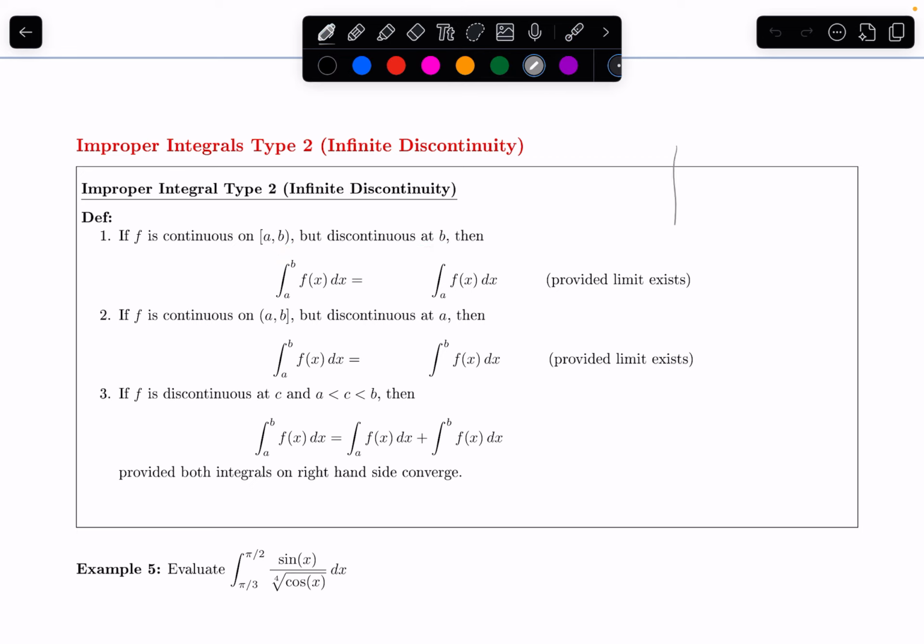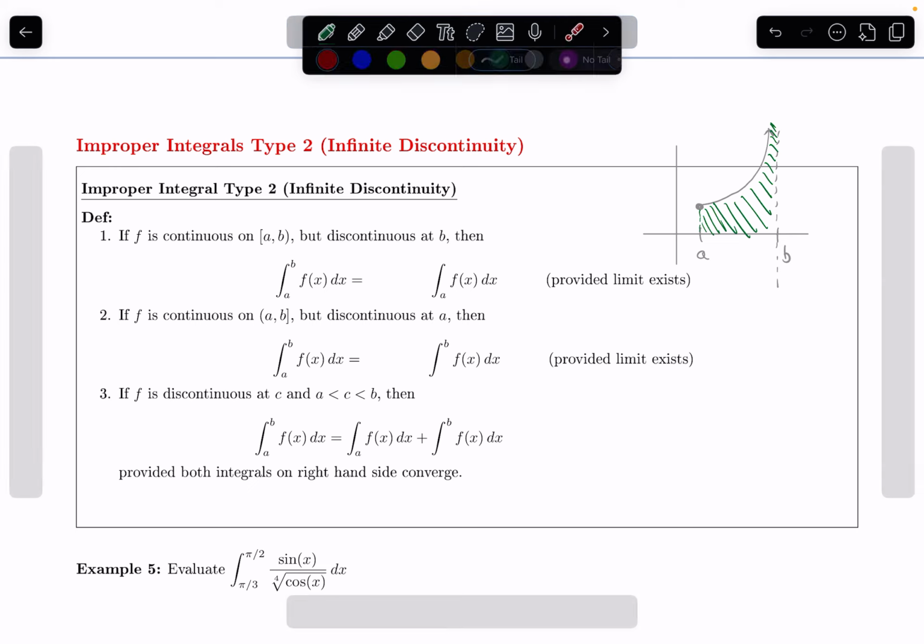Let's draw a picture of what this might look like. I'll draw my axes, and then I'll put my interval from a to b. I want my function to be continuous everywhere on the interval except at that right endpoint. So I might have a vertical asymptote at b, and then my function does something like this. It starts here at a, and then it snuggles up next to this vertical asymptote. I'm interested in finding the area under that function's graph on this interval from a to b.